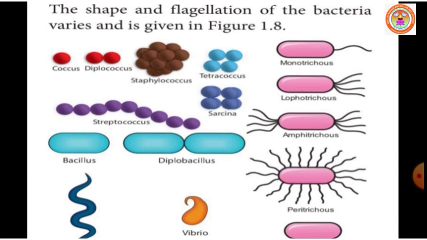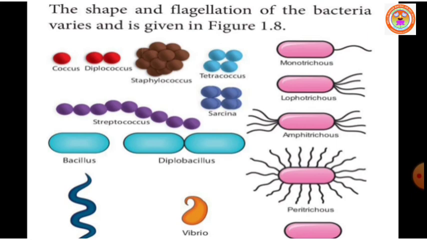One is called flagellated, another is called aflagellated. The absence of flagella in a bacterium is called atrichous. Flagella are arranged either singly or in bundles, at different poles or at the same pole. Based on that, bacteria are divided into four types: monotrichous, lophotrichous, amphitrichous, and peritrichous.